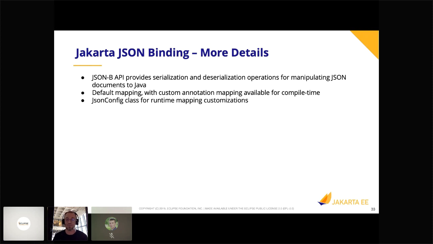Default mapping is available for basic JSON documents, and mapping can be customized in many ways, particularly with annotations for compile time mapping, and the JsonbConfig class can be used to pass the JsonbBuilder to the create method for runtime customizations.